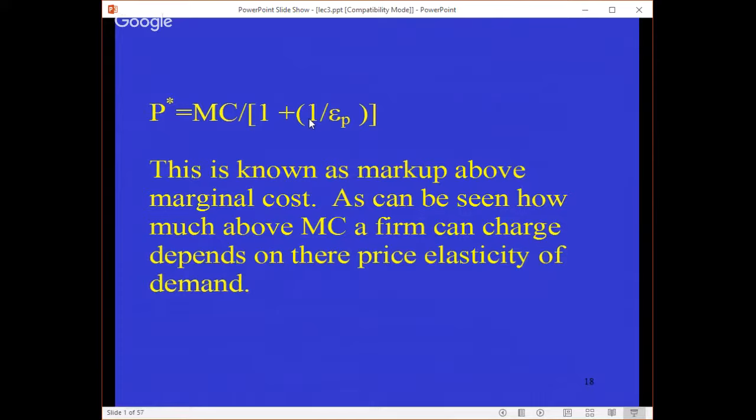Basically, what I want is epsilon to be a big number. I want it to be elastic in this case. I want it to be really elastic so I can have my price well above marginal cost.